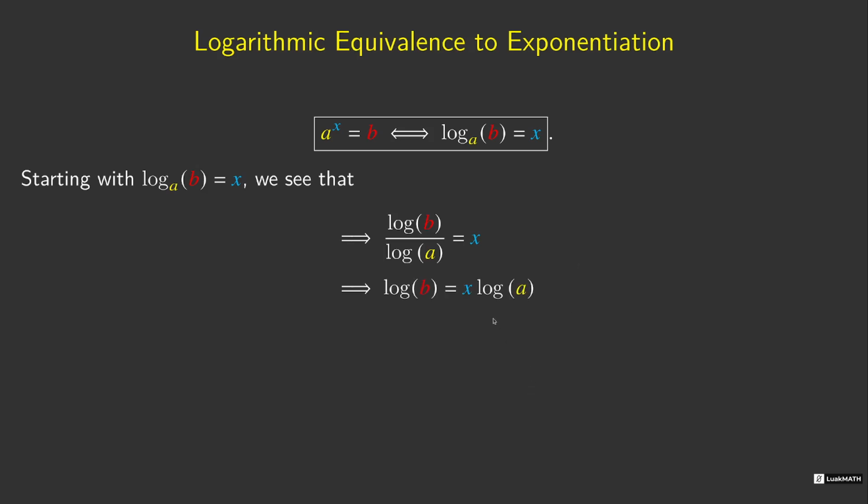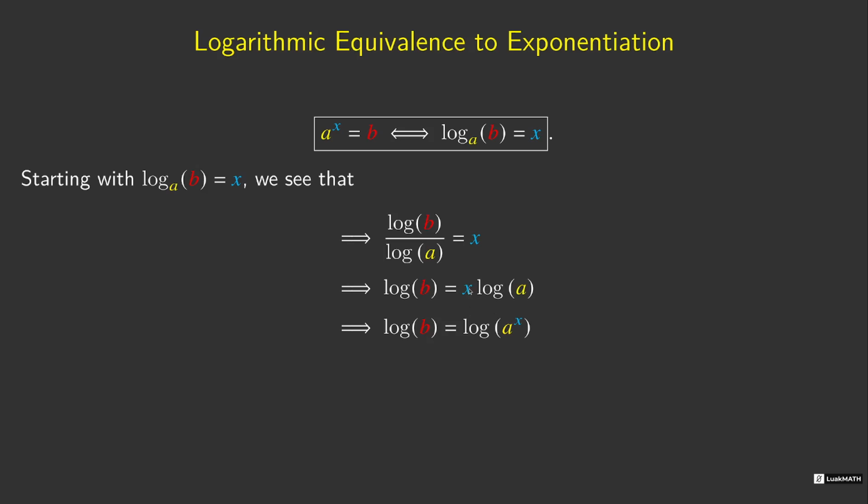And then now I can multiply each side by log of a. The goal is to cancel log of a. So if I multiply the left-hand side by log of a, log of a and log of a will cancel. So on the left-hand side, I'm left over with just log of b. Now if I multiply the right-hand side by log of a, I get x times log of a. So this is progress. Now I can use the power rule.